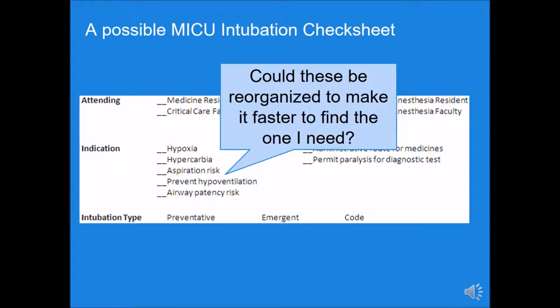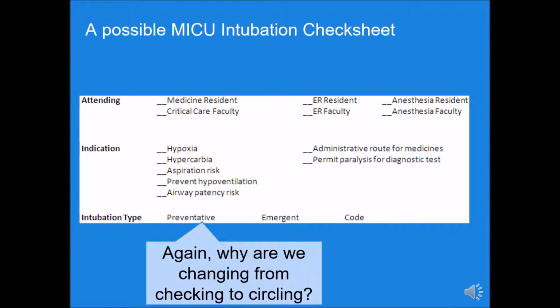Then for indication, again, these options just seem to be kind of jumbled together in no discernible order. And you know that the first two, hypoxia and hypercarbia, they both start with HYP, which could be confusing and lead to incorrect selection of options when collecting data quickly. And then finally, you see what we saw in the last example, which was that you go from being expected to check an option to suddenly being expected to circle an option, and it's not really clear why.